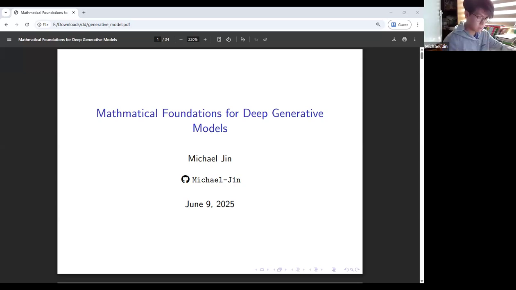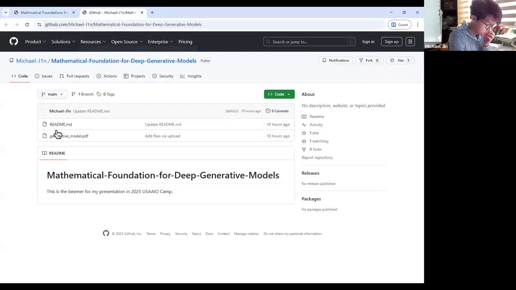It's mainly about deep generative models, not the traditional machine learning generative models you might have seen, such as the hidden Markov model or something like that. The generative models I'm going to talk about today are trained using a neural network. I have put the slides on GitHub, and you can access the slides here.